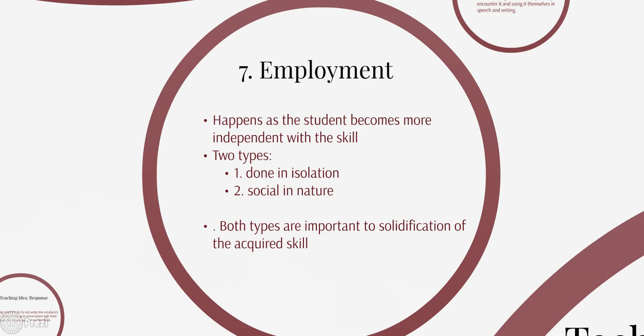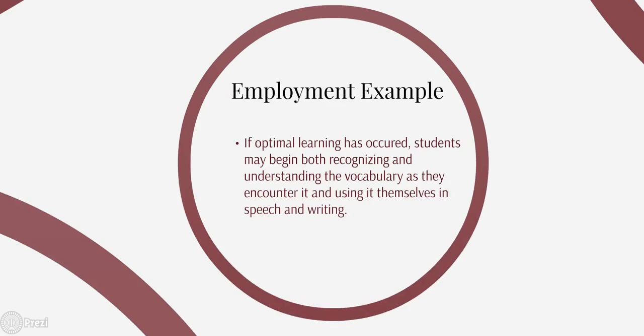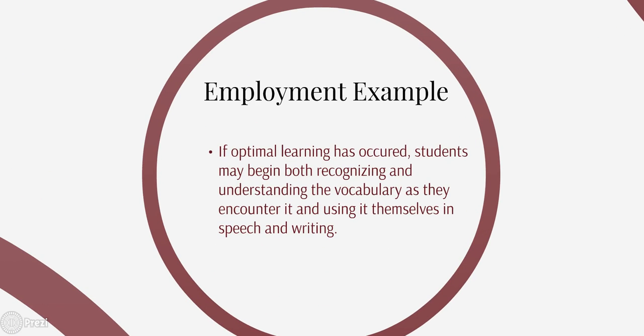For example, a student who's introverted might be really shy to use certain new vocabulary words around others because they're afraid of getting it wrong. But as they become more comfortable using those words in isolation, in their own writing, they are going to be more confident using them in a conversation with somebody else. So both of these types are important as the skill is solidified.